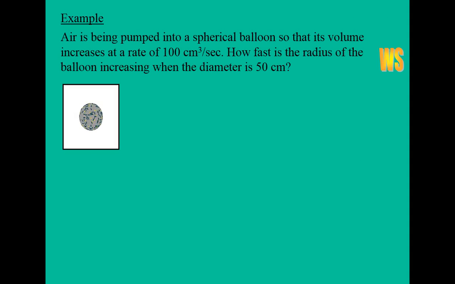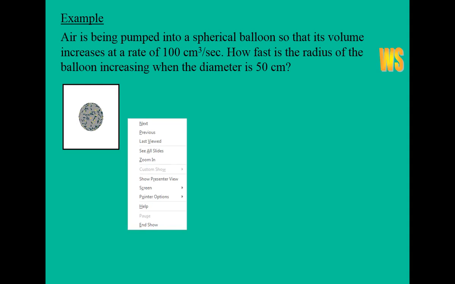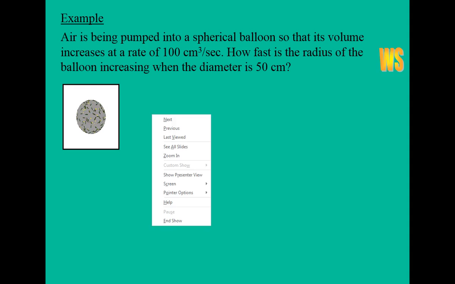Let's look at an example. Air is being pumped into a spherical balloon so that its volume increases at a rate of 100 cubic centimeters per second. How fast is the radius of the balloon increasing when the diameter is 50 centimeters? I like to create three columns, and let me show you how I create those three columns here.